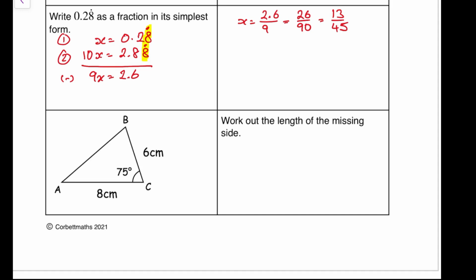That's my final answer. By the way, just to be clear, because I jumped over it, the question is very clear. It does want simplest form. So you would have lost a mark had you left it just here.